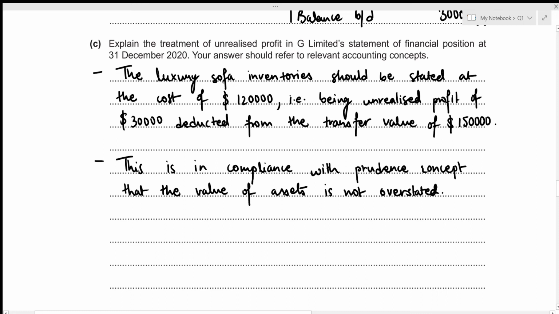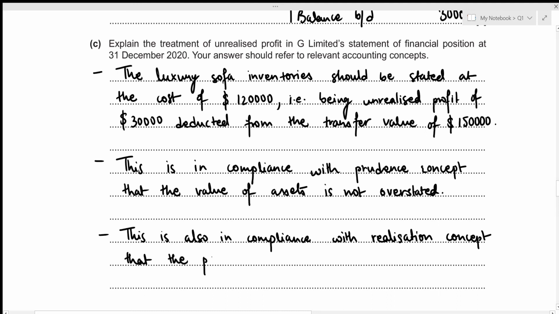And if you're not realizing the profit now, then the realization should be done once the goods are sold, which is stated by our realization concept. So this is in compliance with that as well. This is also in compliance with realization concept that the profit is only realized when the goods are sold. Alright, this concludes the third part of this question. Now we can move to the fourth one.